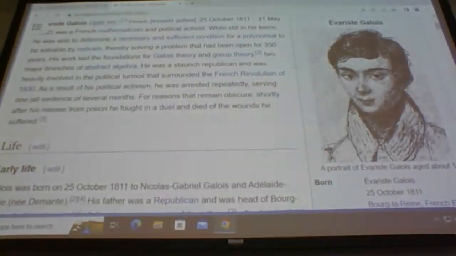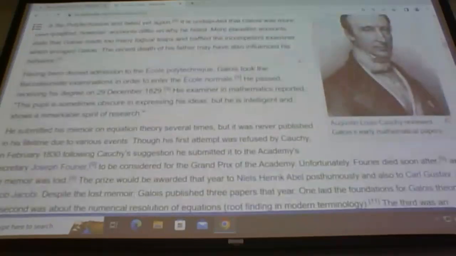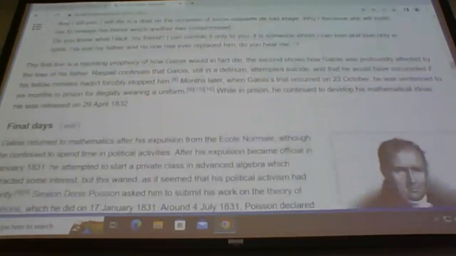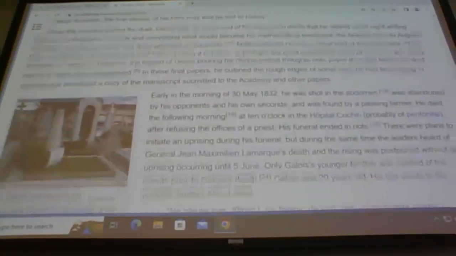People think he would have been a great mathematician. The theory that he got started is now called Galois theory, and the extension of it, graduate students study in graduate school. So it became quite important, his beginning things there. But here's Cauchy, who reviewed some of his work, a really famous mathematician. Somebody mentioned that Galois found himself in the presence of his supposed uncle and a supposed fiance who provoked the duel.